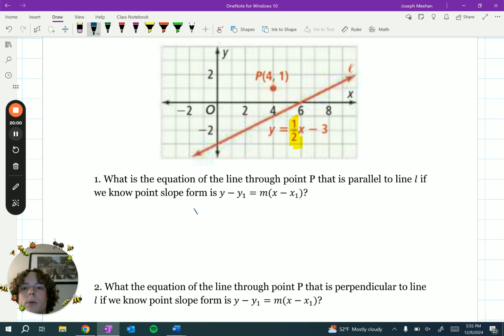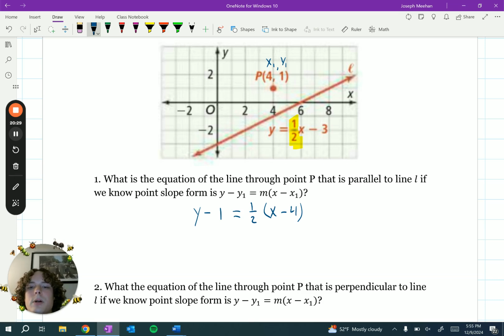So what we're going to do is take our point slope form and plug in the numbers that we have. Our point P, the point that we plug in, is x1, y1. So y1 is 1, so it should be y minus 1. M, since we're doing parallel to line L, is going to be 1/2 times x minus x1. x1 is 4. So what is the equation of the line through point P that is parallel to line L if we know point slope form is that?